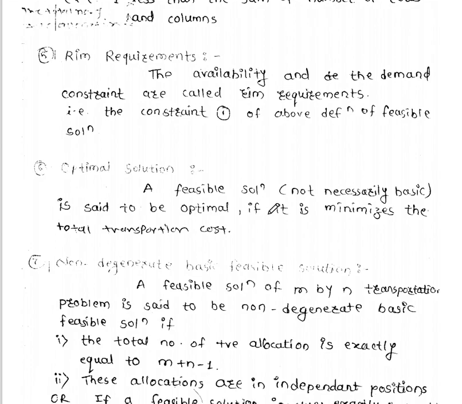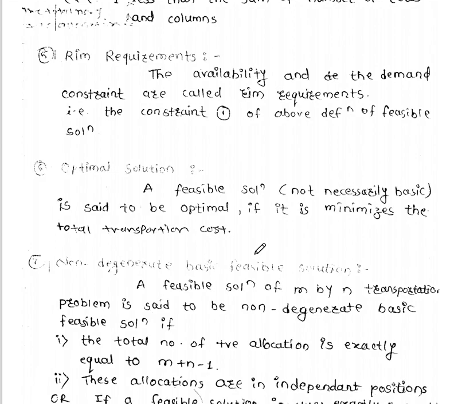A feasible solution, which is not necessarily basic, is said to be optimal if it minimizes the total transportation cost. When we say that the given problem has an optimum solution, a feasible solution is said to be optimal if it minimizes the total transportation cost. Right.